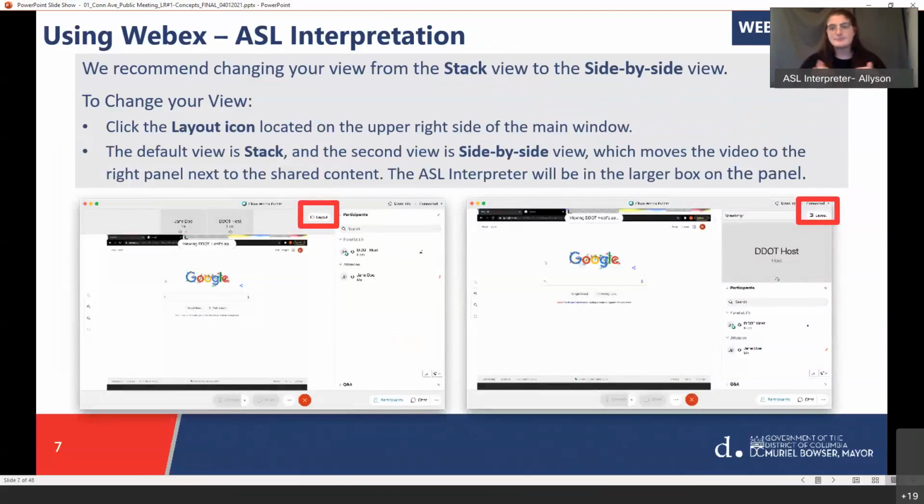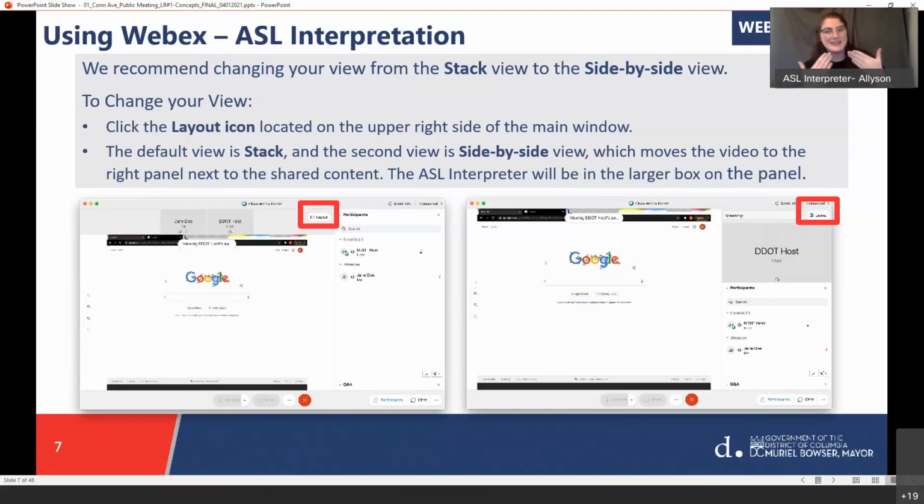In order to see the ASL interpreters, we recommend that you view it in the side-by-side view. In order to change your view, if you're looking at it in the stack view, which is the default view, click the layout icon located on the upper right-hand side of the main window. Select a side-by-side view. This will move the video to the right panel, and the ASL interpreter will appear in the larger box on that panel. Thank you so much, Ed. I'll turn it back over to you.